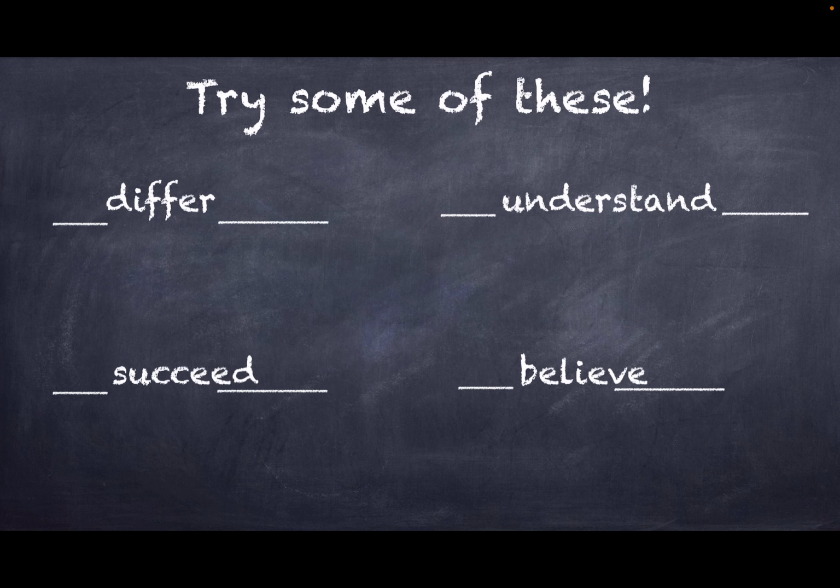So now let's try some of these examples. Look at some of these word roots: differ, understand, succeed, believe. And I want you to think about any prefixes or suffixes that you could add to make a new word and build your word family for each of these roots. So let's start with differ. Go ahead and think of any prefixes or suffixes you know for differ. Pause the video and try to think of some.